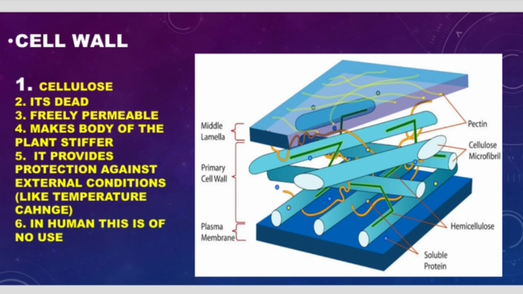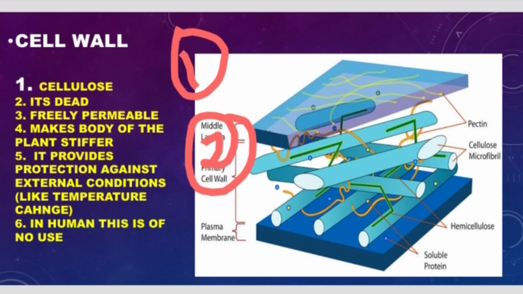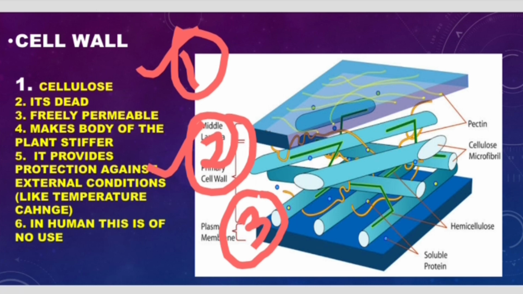Because of this nature, it has some very important properties. Number one, because it is dead, it allows all particles to pass through it, which makes it freely permeable. The second one, which is even more important, is that it gives protection to the plant cell. It can protect against any external condition like temperature change. It will always protect the cell from the outside. And the third thing, it makes the plant cell, or the plant, stiffer.